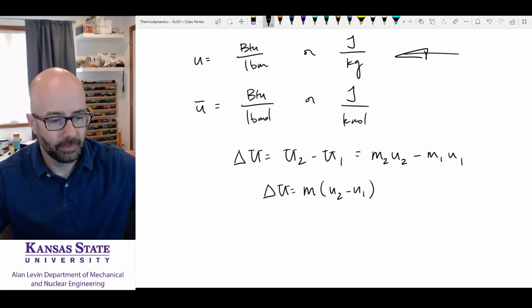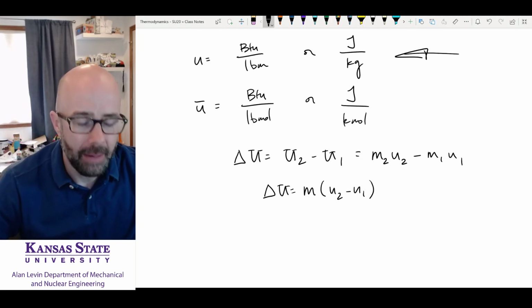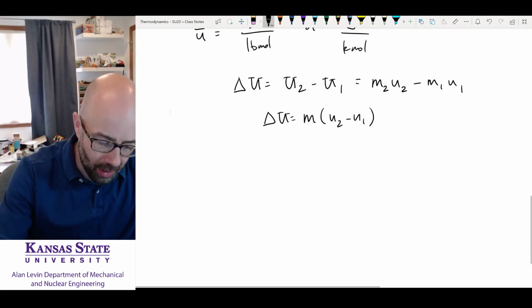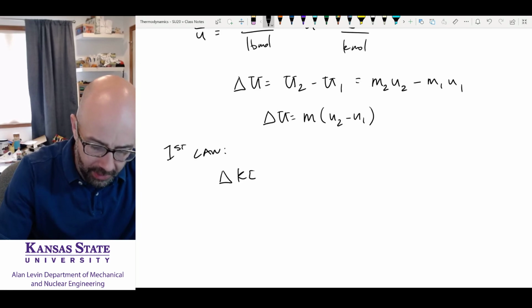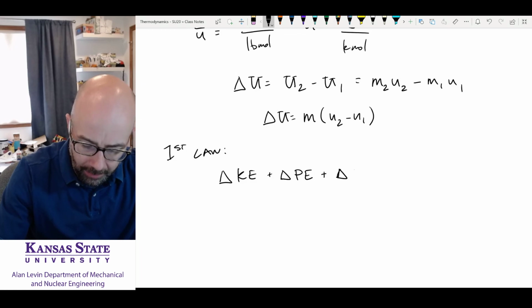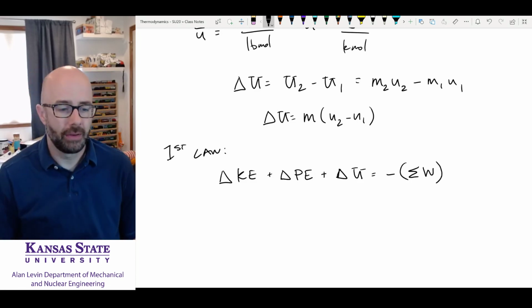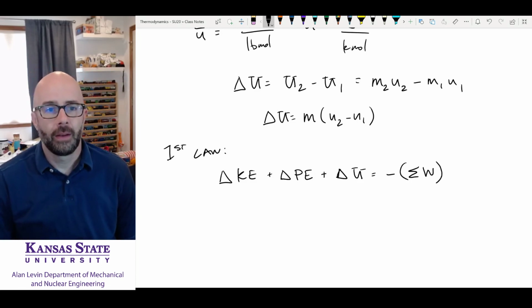So now where we're at is we have a situation where our first law looks like this. The change in kinetic energy plus the change in potential energy plus the change in internal energy is equal to minus the summation of all our work. That is our first law that we have to this point. Okay? We'll end right here and take a pause, and we'll go on to our next idea.